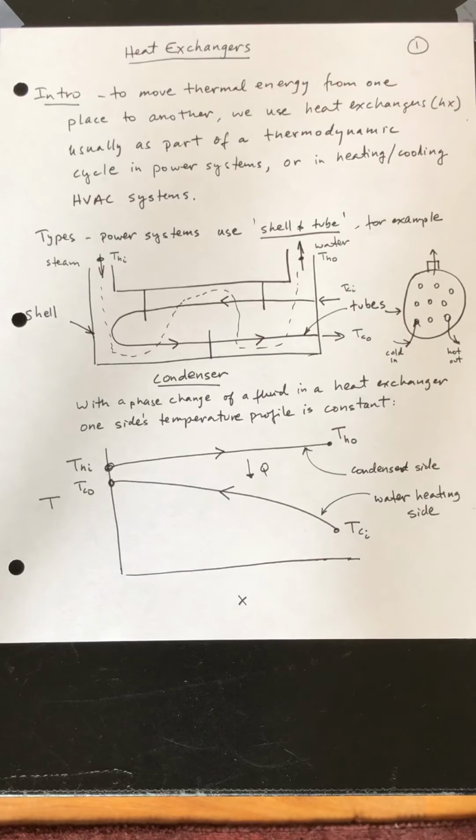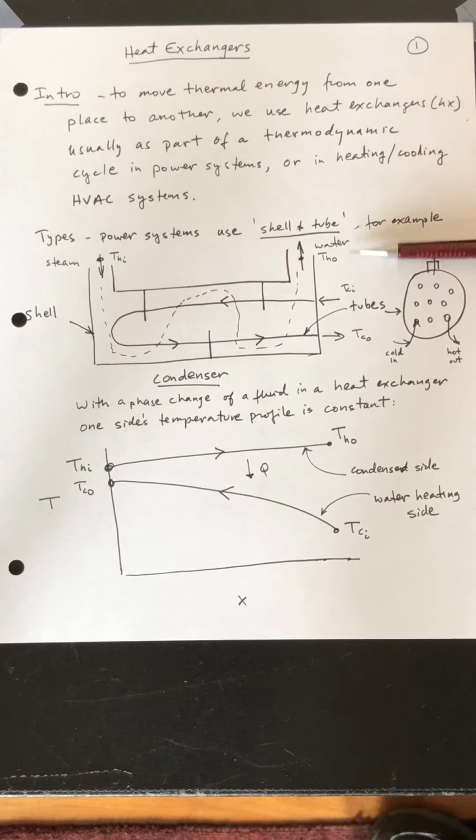Good day. Today's session is on heat exchangers. Heat exchangers are used to move thermal energy from one place to another, and they are usually configured as part of a thermodynamic cycle in power systems or used in heating or cooling and air conditioning systems. So let's go ahead and look at a shell and tube heat exchanger, which is typically used as a condenser or boiler in power systems.